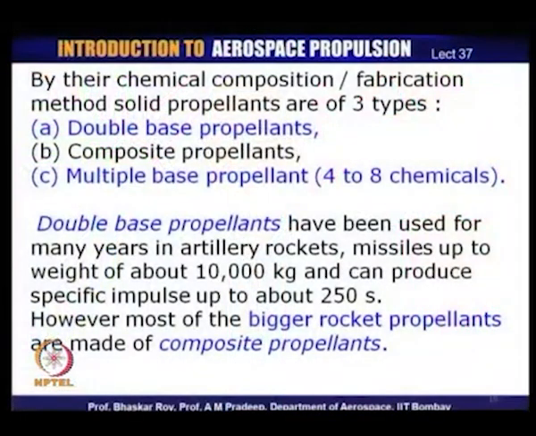By their chemical composition and fabrication method, the solid propellants are of three types. You have the double base type, you have the composite propellants, and you have multiple base propellants, where you can have 4 to 8 different chemicals mixed together into one solid propellant rocket. The double base propellants are the old ones. They have been used for many years mainly in military purposes, and missiles up to a weight of about 10,000 kg, and can produce pretty good specific impulse, up to 250 seconds, which is considered a good specific impulse.